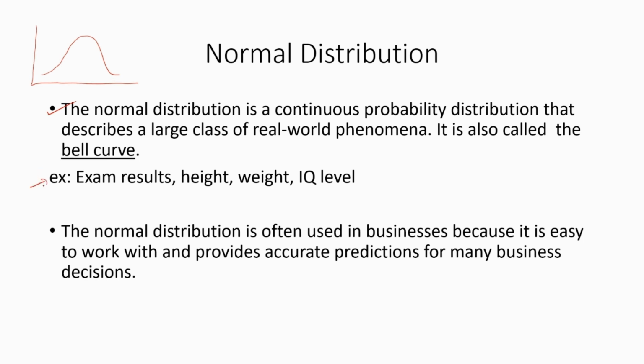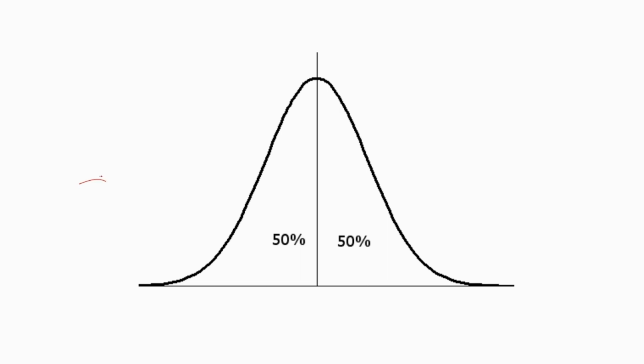These are the examples for normal distributions: exam results, height, weight, IQ level. The normal distribution is often used in businesses because it is easy to work with and provides accurate predictions for many business decisions. This is what a normal distribution graph looks like.